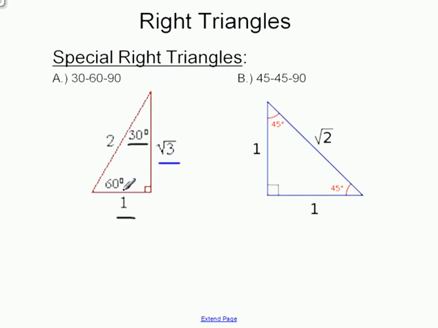Square root of 3 and 60 are going to be opposites. The square root of 3, I don't remember exactly, I think it's like 1.7, something like that. And then lastly, we have the right angle, the biggest angle measure, opposite the largest side length. Same thing goes over here for our 45, 45, 90 triangle.